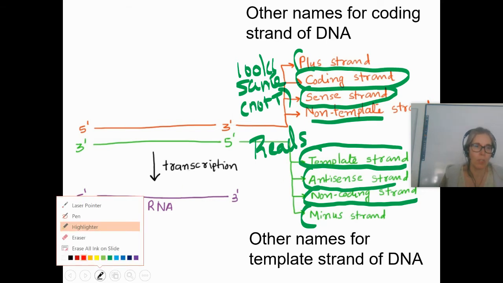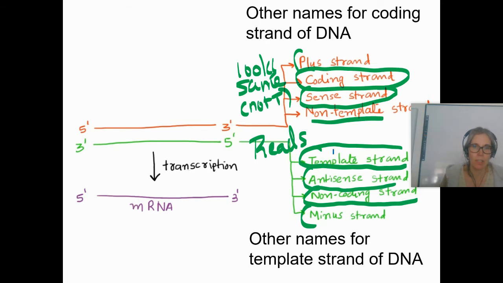But what I will tell you is if you memorize template strand is the strand that you actually read as a template. The RNA polymerase actually looks at that, sees a T and puts in an A, sees a G and puts in a C. If you memorize template strand and the other one, if you memorize coding strand, you should be okay. I think you'll be able to make sense of the rest of it.